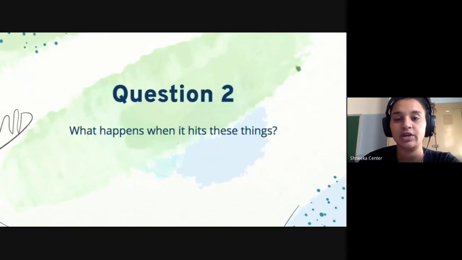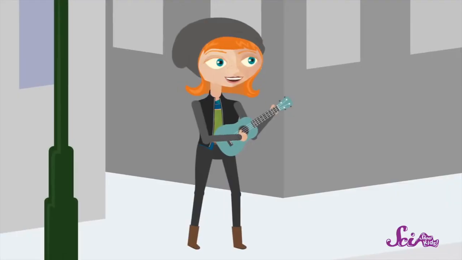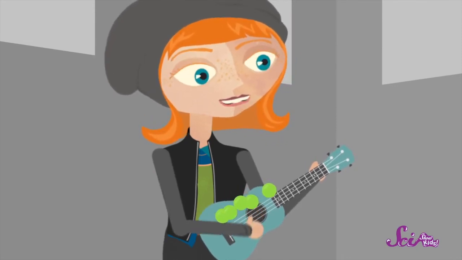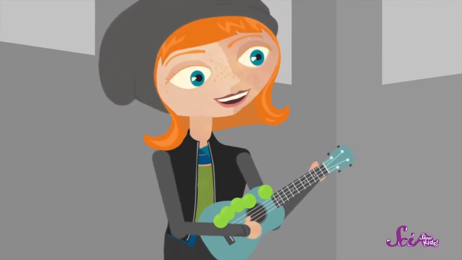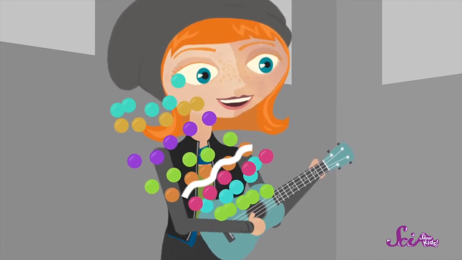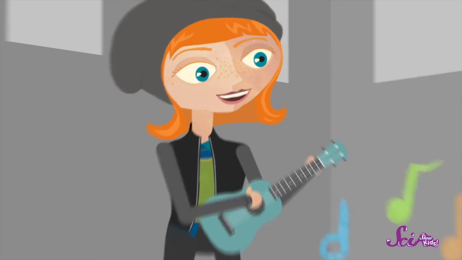Now let's watch the video clip for question 2. For example, when a guitar string moves, the particles in the air around the string start to move too. And then they bump into other particles, making those move. These particles carry the vibrations through the air until it hits your ear and you can hear the music.